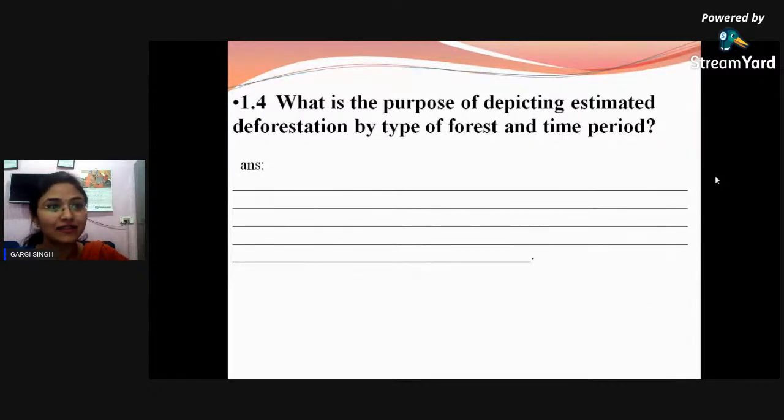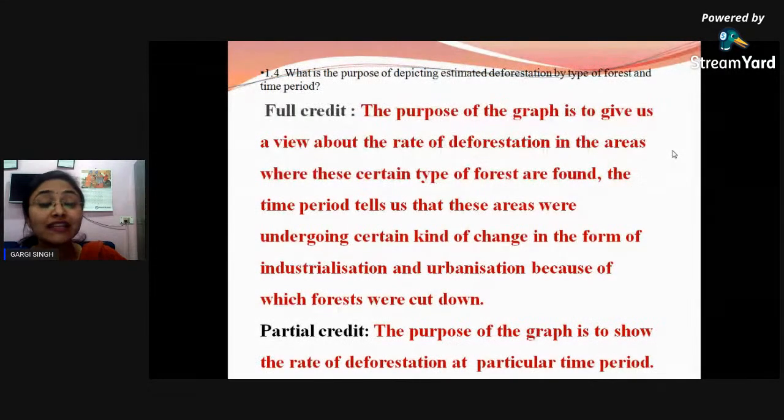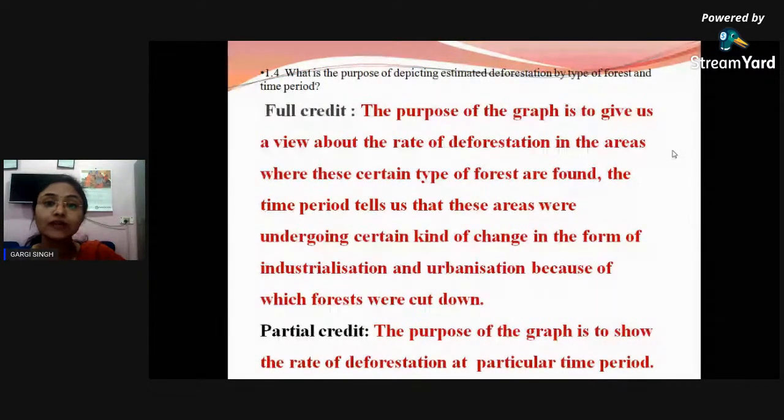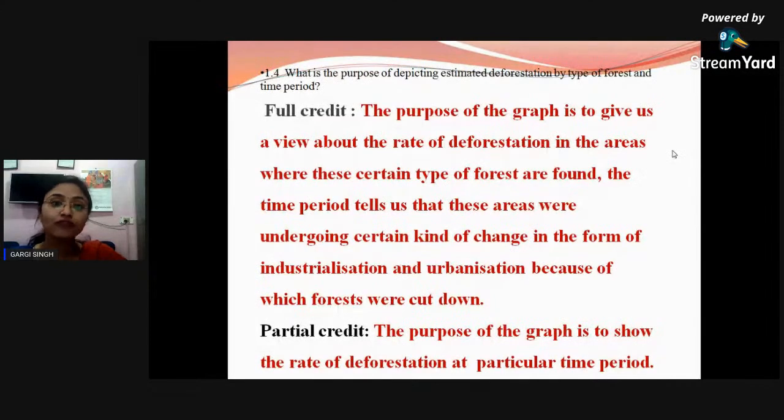Now let's see the answer. You will be getting full credit if you have written, the purpose of the graph is to give us a view about the rate of deforestation in the area where these certain types of forests are found. The time period tells us that these areas were undergoing certain kinds of change in the form of industrialization and urbanization, because of which forests were cut down.